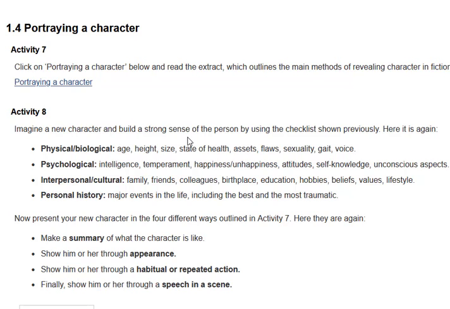Now you can either create this person from your imagination, or you can create this character based on a bunch of people that you know. That's known as a composite character. When we create a character based on the many people that we know, and we combine all these different people into one character, that's known as a composite character.